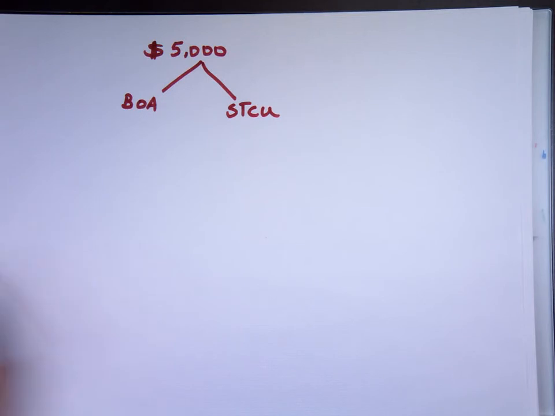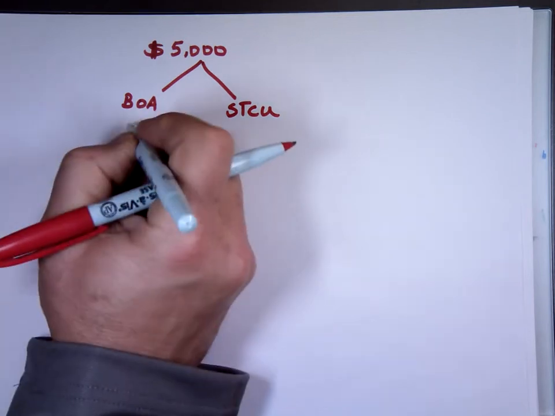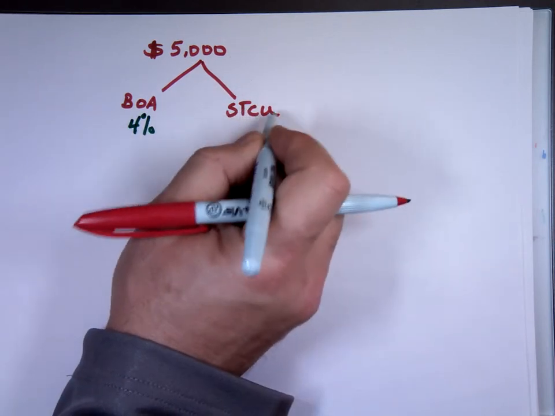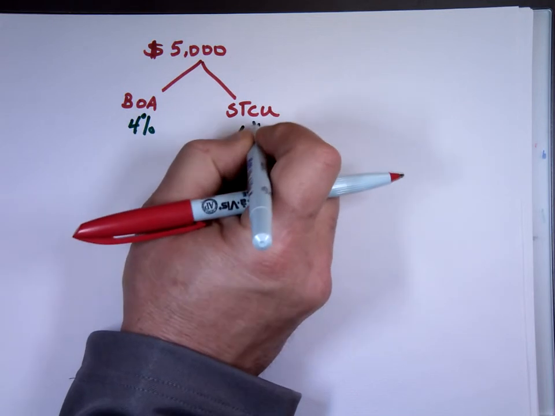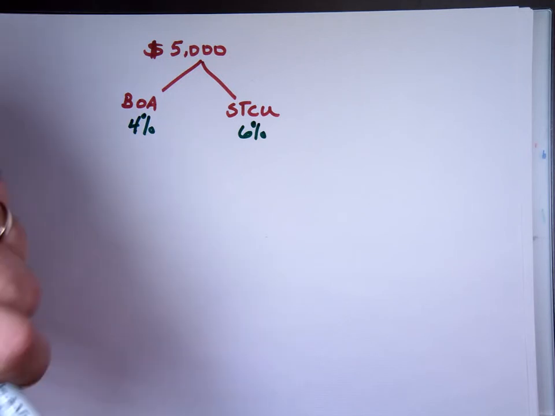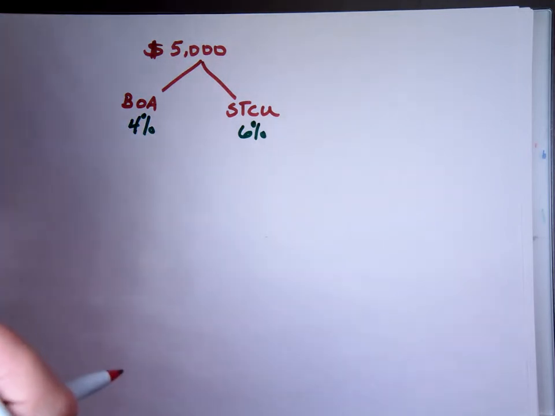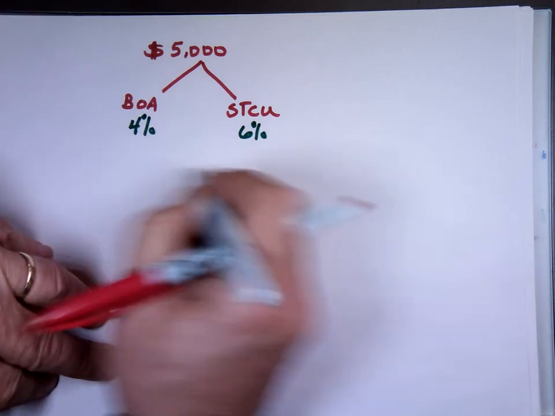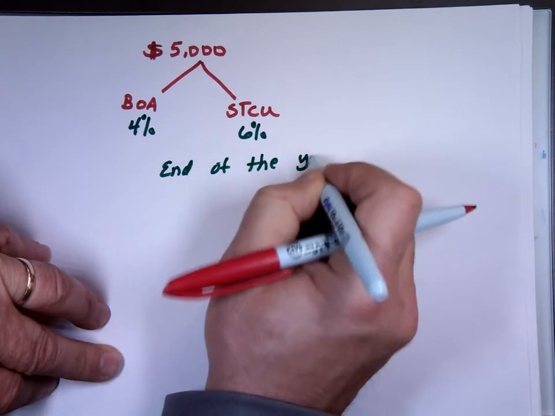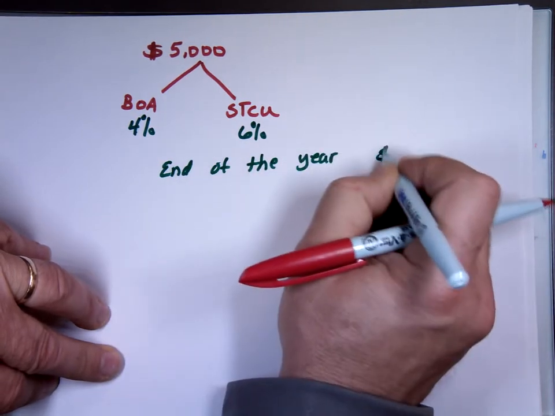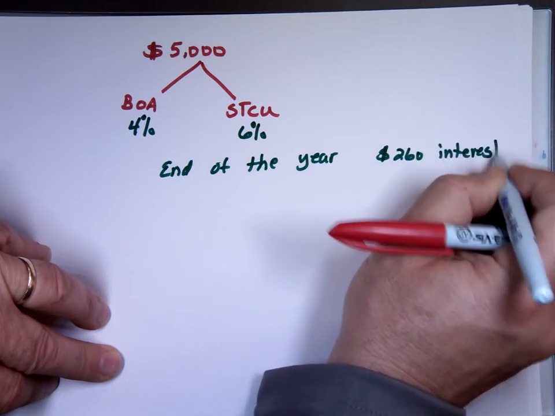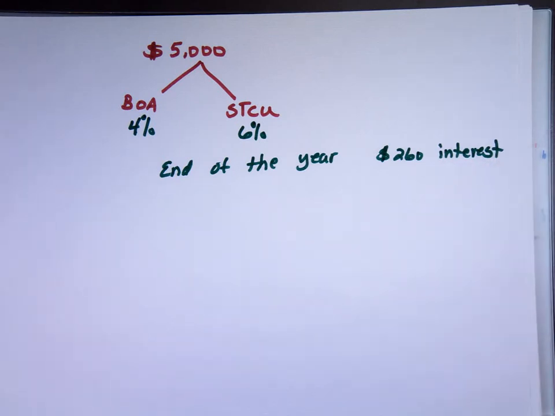Bank of America gives me 4% return on my money. Springfield Teacher Credit Union gives me 6% return on my money. Interest. My goal is, at the end of the year, to get $260 worth of interest. That's all I want. Not too greedy. I just want $260 worth of interest.